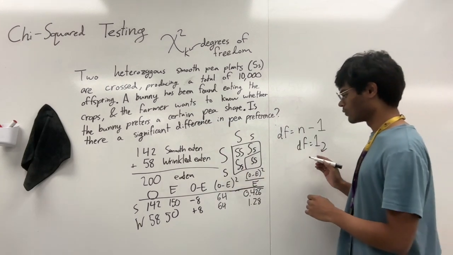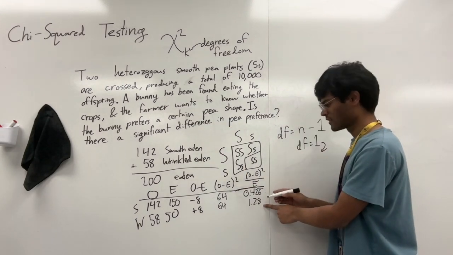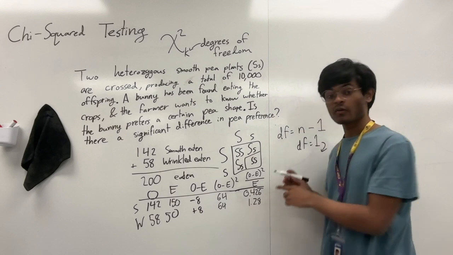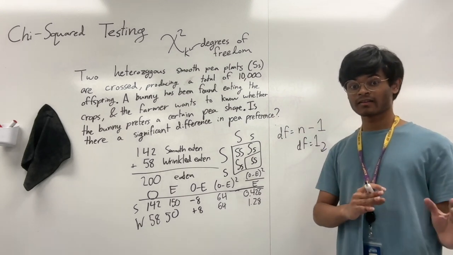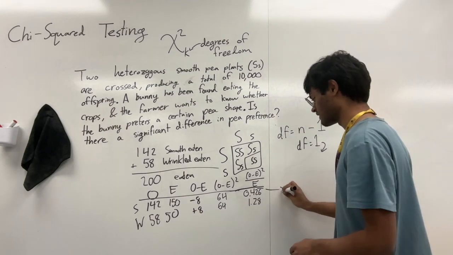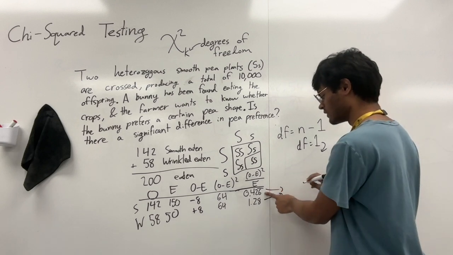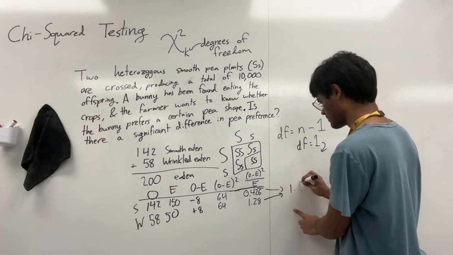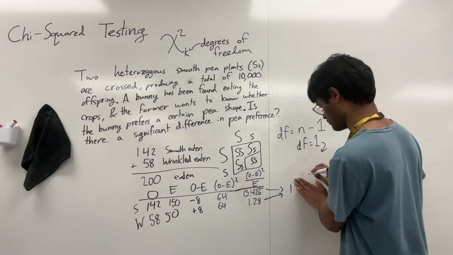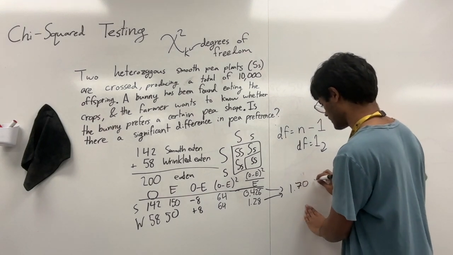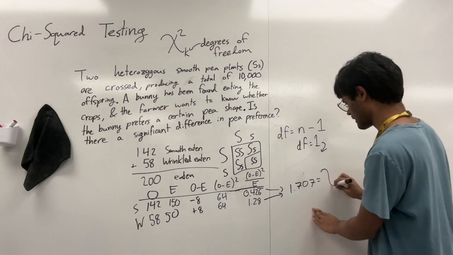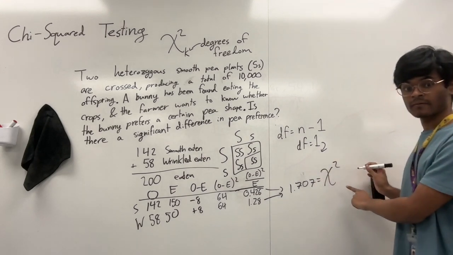Now, we can take these values for the smooth and the wrinkled plants, and add these anomalies up to get our total chi-squared statistic. If we add these two numbers up, we get 1.707. That is our total chi-squared statistic.